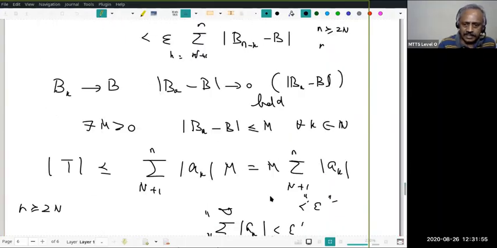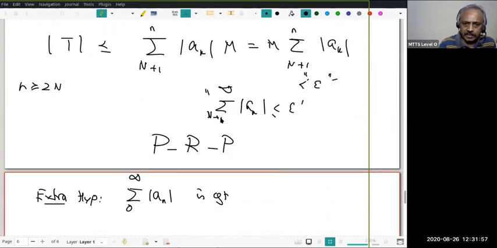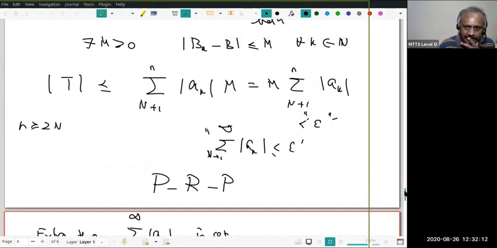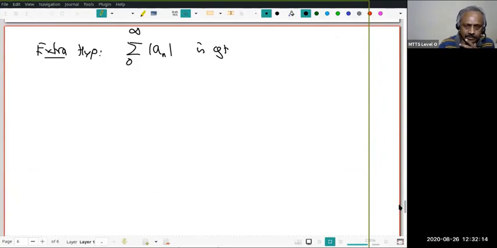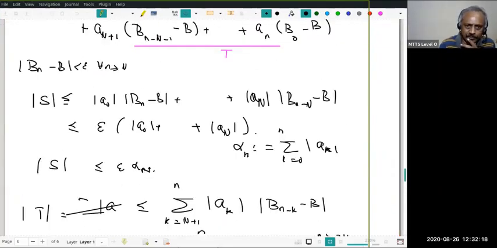Because this is the tail of the series. The sum from n plus 1 to infinity of mod ak is the tail of this convergent series. Therefore, it can be made arbitrarily small. Therefore, times M times epsilon, mod t will be less than or equal to M times epsilon. Is that clear? It seems that we have achieved it. Right? And now, let us sit back and try to choose n1, n2, and so on. What are the things we assumed now?